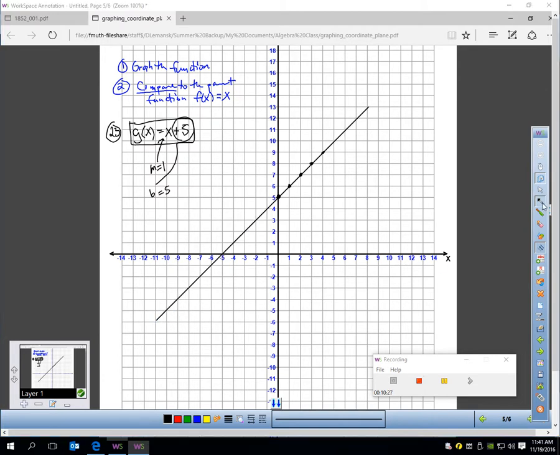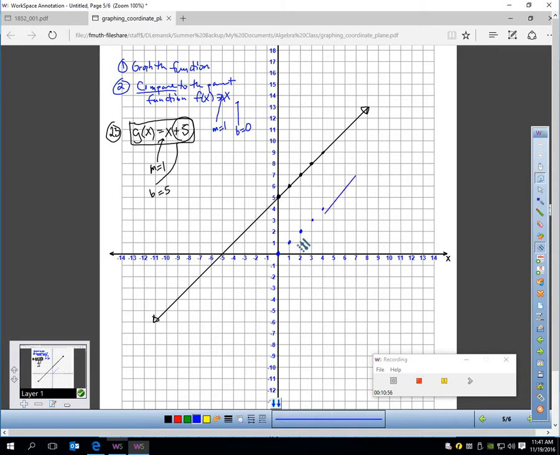Okay, now let's compare this to the parent function. So I'm going to graph the parent function also. I'll do the parent function in blue. Can you see how the parent function has a slope of 1? We've already talked about this earlier in the video. Slope is 1. Y-intercept is 0. Let's graph that one. 0 is my y-intercept, and up 1 over 1, up 1 over 1, up 1 over 1. Okay, so here's my graph of the parent function.